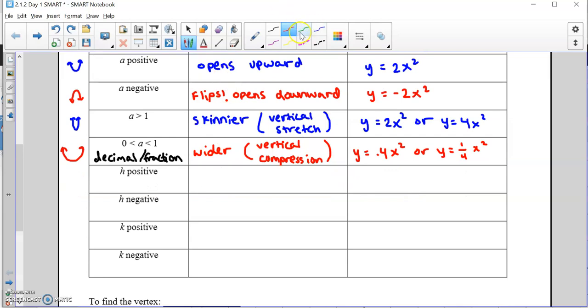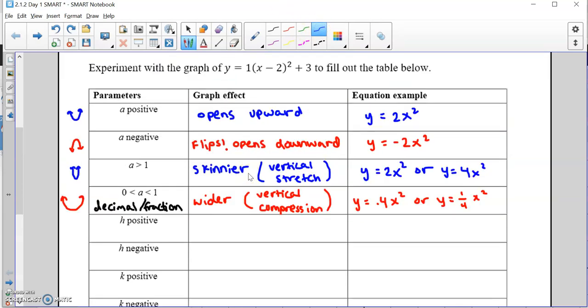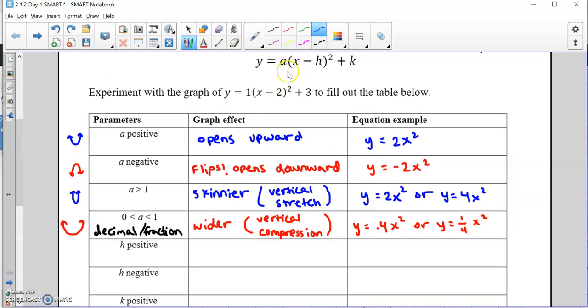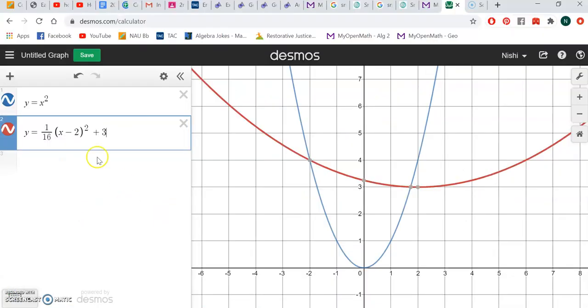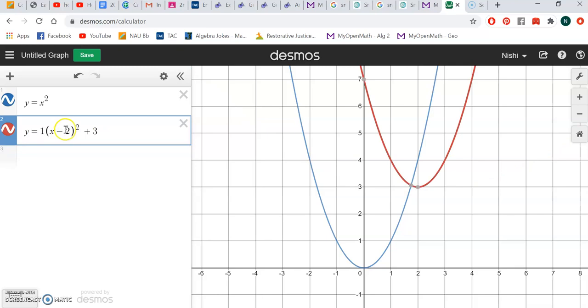All right, moving on to the letter H. Okay, notice H's position in our equation. It's the number inside the parentheses. So when H is positive versus when H is negative, let's change this back to being 1. Here we can see that if there was no h at all, it stayed at the middle point at 0, and when we have a positive number in here, it moves to the left, right? Farther and farther to the left.